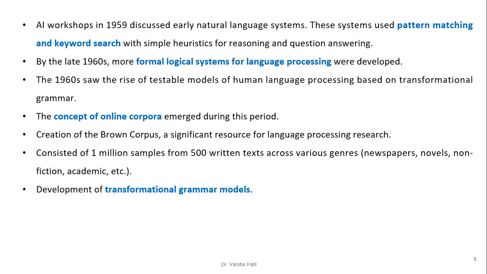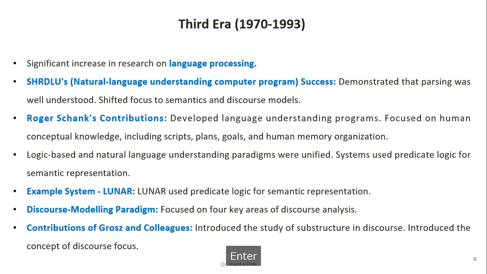The concept of online corpora emerged during this period. The creation of the Brown corpus, which is very important for NLP applications, is a significant resource for NLP research. It consists of 1 million words sampled from 500 written texts across various genres: newspaper, novels, non-fiction, academic, etc. And this led to the development of transformational grammar models.